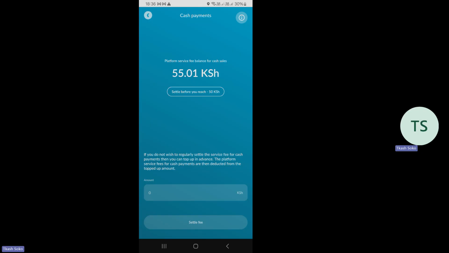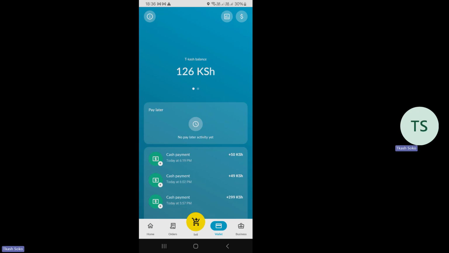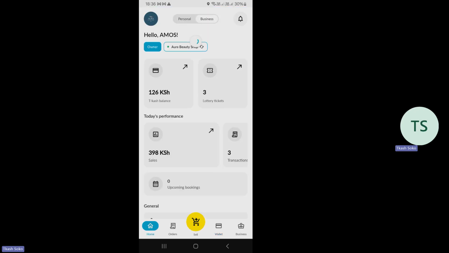So allow me to just go back there to the home option. Sorry, even the wallets can just show me. The wallets, you can see under the wallets, the Tcash balance is 116. If I come back to home, the wallet balance needs to be refreshed so that it can pick up the new data.